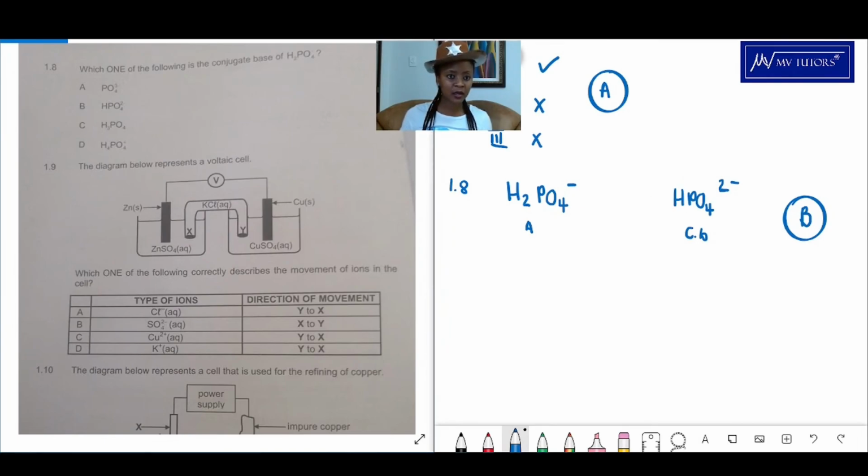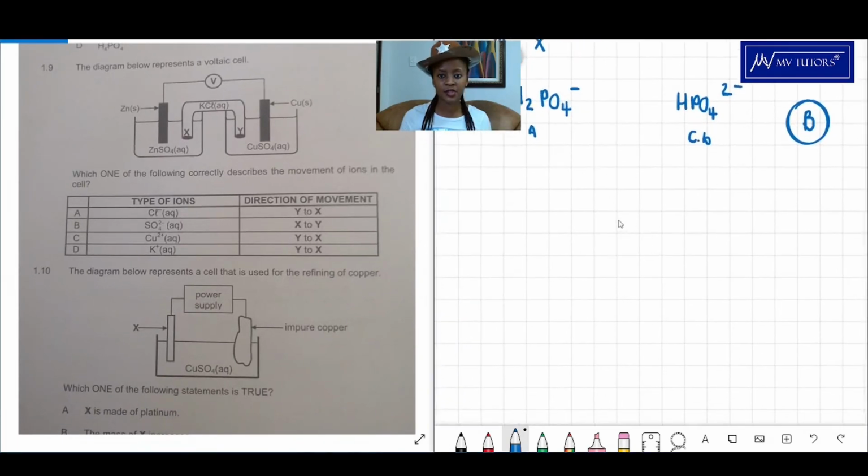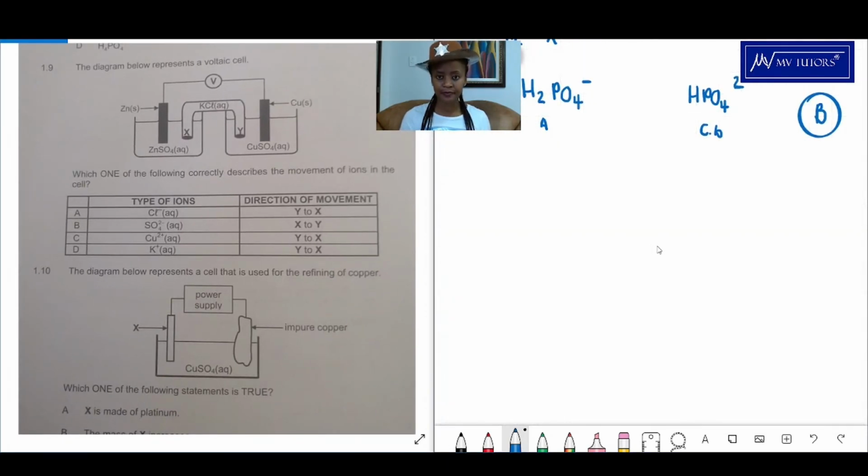And then we are getting to 1.9. Okay, shift up the screen. 1.9. The diagram below represents a voltaic cell or a galvanic cell. So you have zinc on one side as a solid, and copper.